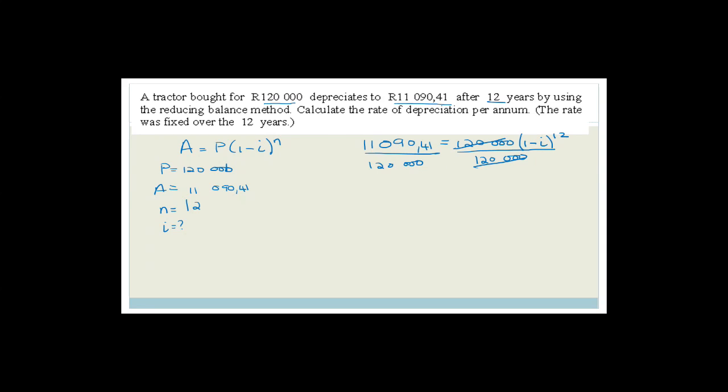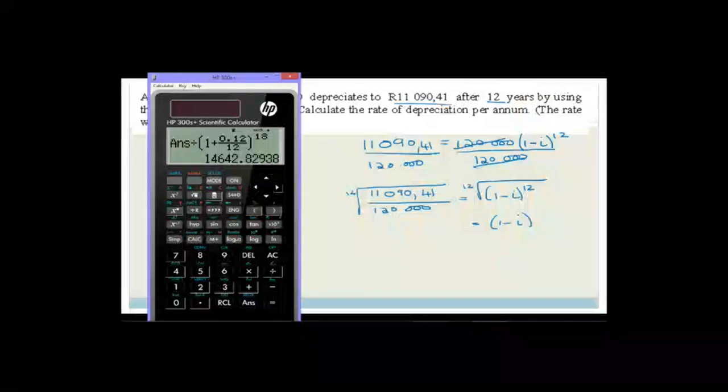So let us do this, but before we do this, do you agree that that means that we've got 11,090.41 divided by 120,000 is equal to 1 minus I to the power of 12. So what that means is we could actually find the 12th root of this, and we could find the 12th root of this. And then we'd end up with 1 minus I is equal to this thing. So let's go find out what this thing equals over there.